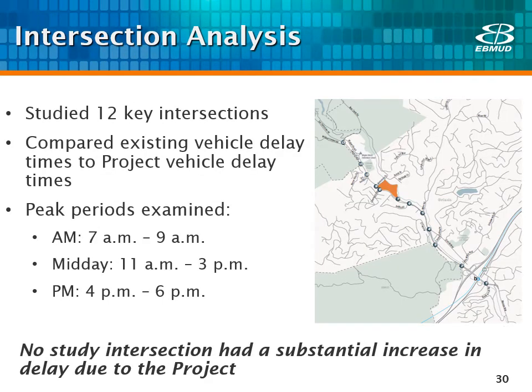We performed an intersection analysis where we studied 12 key project intersections, including all the intersections on Camino Pablo from Highway 24 north to Bear Creek Road. Traffic counts were taken at each intersection on a weekday when school was in session before the shelter in place.